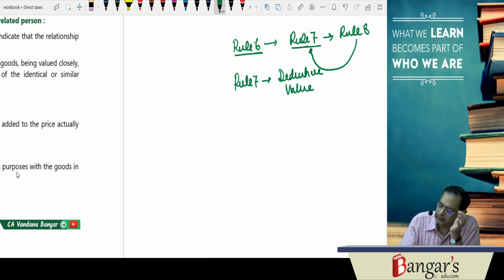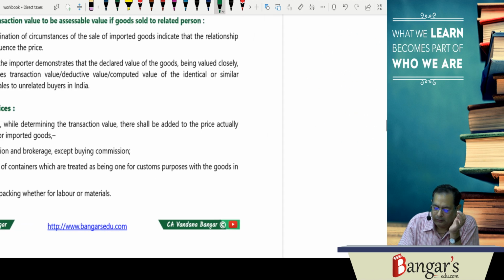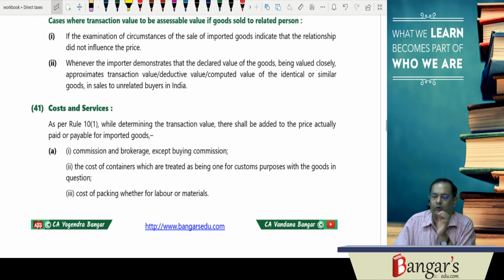Then rule 8 is computed value. And if the value cannot be determined as per rule 8, then we have to go to rule 9. Rule 9 is a residual method. But here in rule 3, we have to make the adjustments of the costs and services of rule 10. This is very, very important.